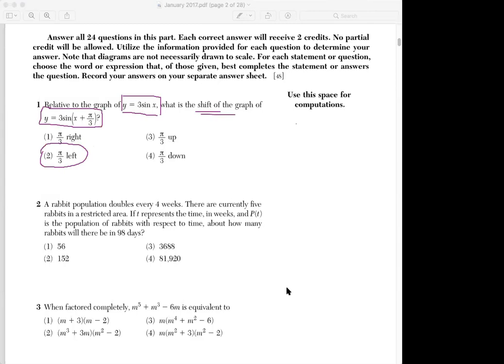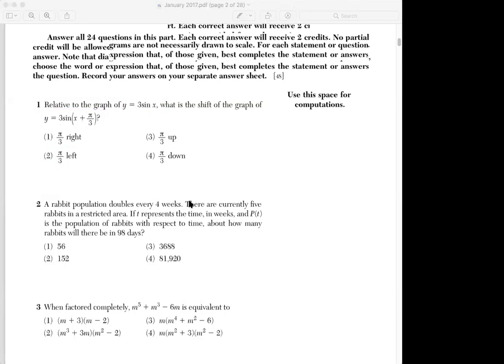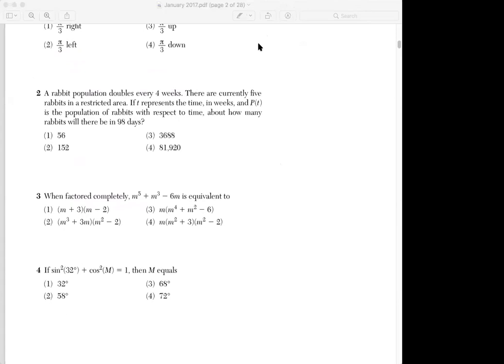Let's just test the poll. Okay, good start. Let's keep going. Okay, so we're going to skip over 2. That has nothing to do with what we've learned.